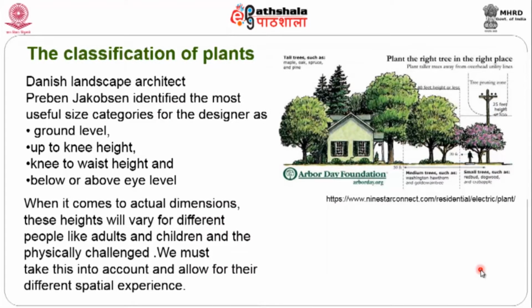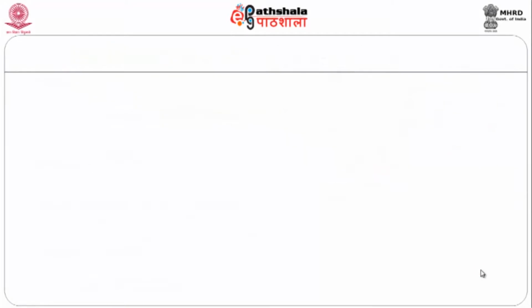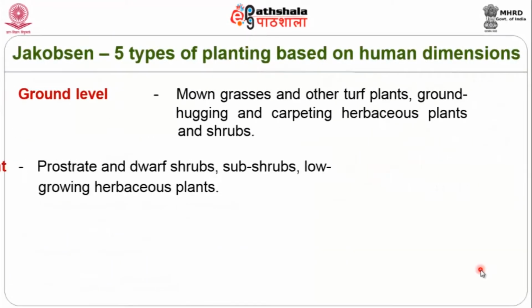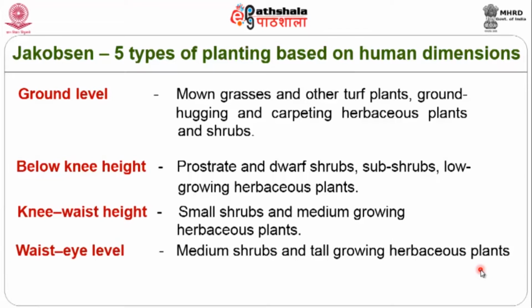In this series we will also see the taller variety of plants. We saw how the Danish landscape architect Jacobsen classified these plants into different types: the low height plants, the ground covers below knee height, the knee height, the waist height, and the medium height planting that we saw as the waist to eye level plants. In this series we would look at the taller varieties, that is the waist to eye level, the medium shrubs and the tall herbaceous shrubs, and something above the eye level.